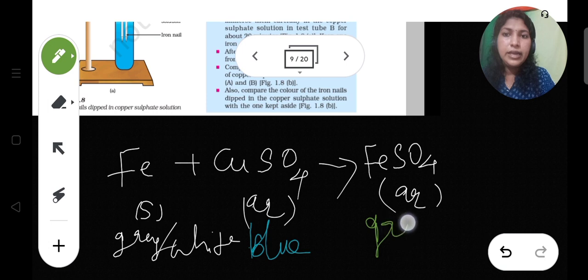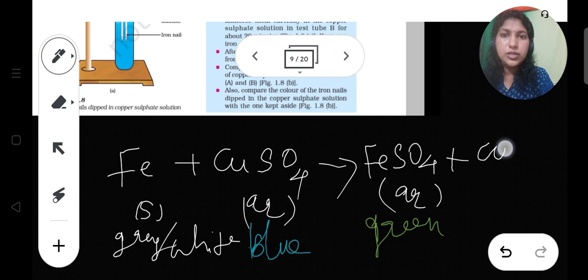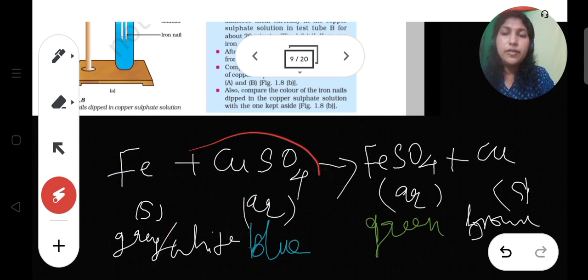Along with this, copper is deposited. Copper is brown in color and is in solid form. So here we obtain a brown color. Iron is a highly reactive element and copper is a less reactive element. So iron can displace copper from copper sulfate solution. We obtain iron sulfate, which is pale green, and the metal formed is copper. Copper is coated on the iron nail.